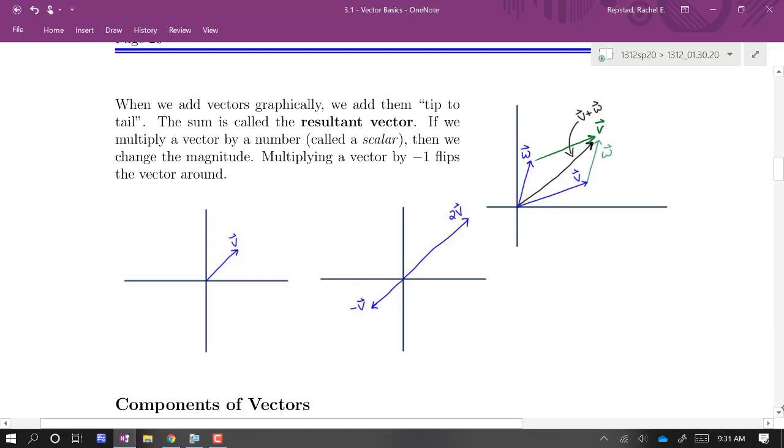When you multiply a vector by a scalar, which is just a number, it just changes the magnitude. So if you double a vector, you just double the length, and the angle doesn't change. The only way you can change the angle by multiplying by a scalar is if you multiply by a negative, and that just flips it over the origin, so it rotates it 180 degrees.